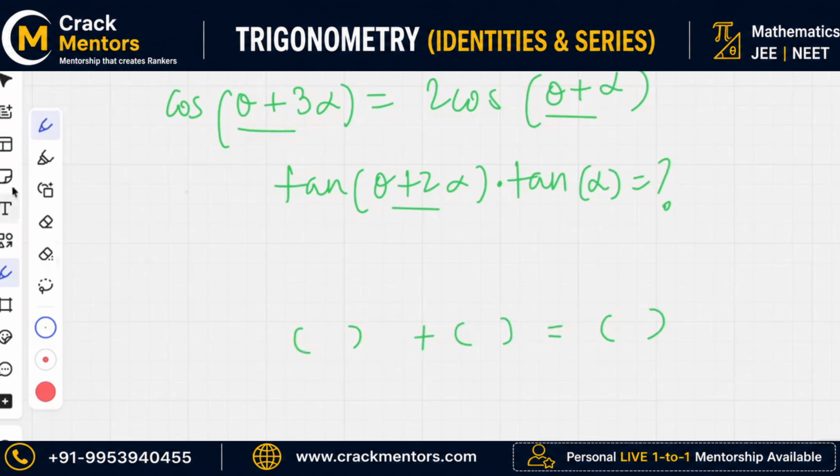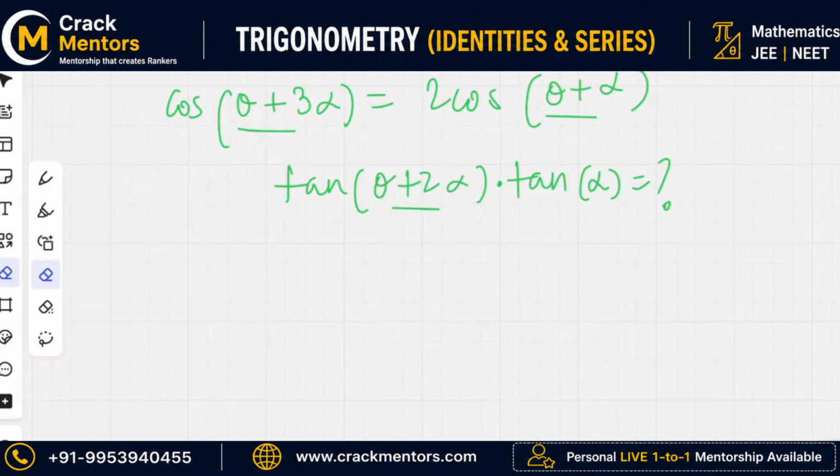Okay, let me check the final answer. I think it's minus 3. I probably made some mistake. Basically, you can see that sin(theta plus alpha) by cos(theta plus alpha) is (2 minus cos alpha) by (2 minus cos 2 alpha), and yeah, could be wrong.